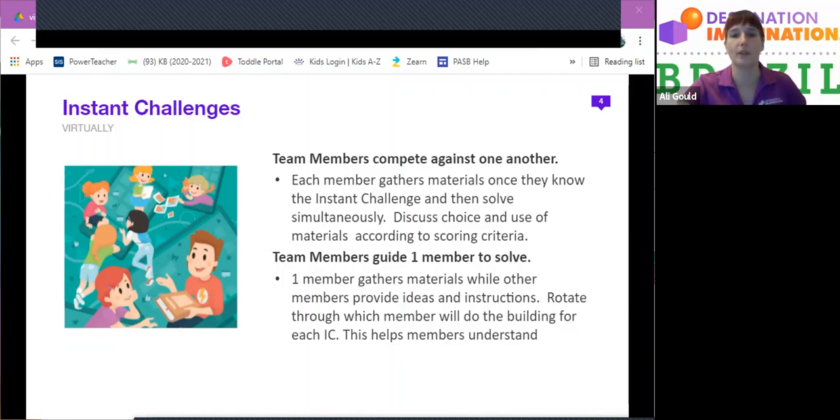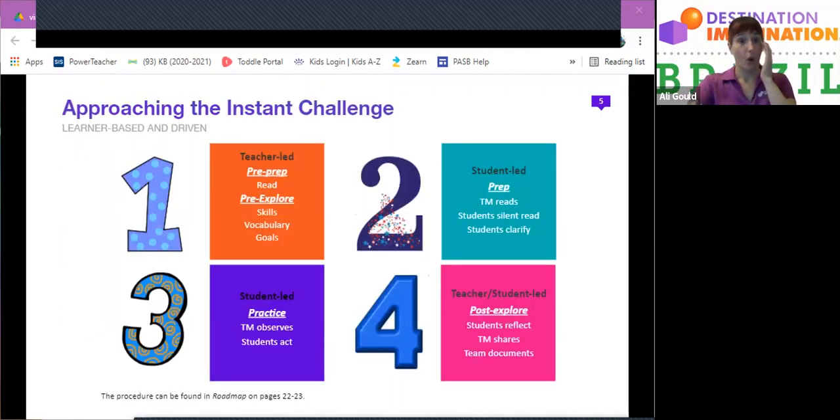It's important for them to practice these different things and to try the different roles. So when you're looking at instant challenge, the first moment that you bring an instant challenge to kids, inevitably they are going to fail.